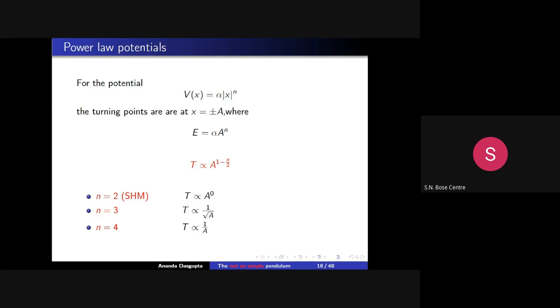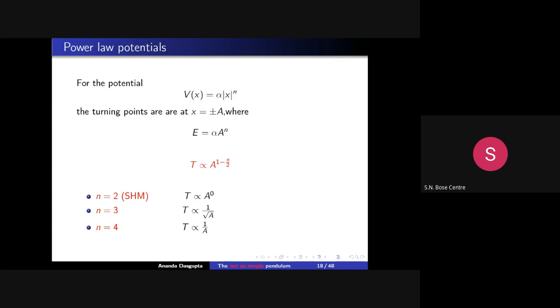And you will get 1 by root E behavior for a free particle in a box. That's a bit easy to see, right? The time period would just be the time it takes for it to bounce from one wall to another. Same distance, constant speed, proportional to root E.